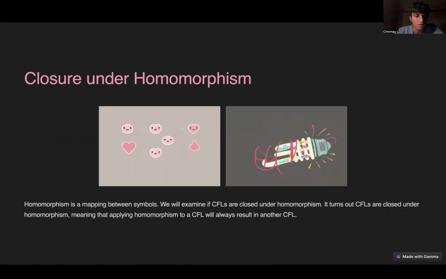Closure under homomorphism. Homomorphism is a mapping between symbols. We will examine whether CFLs are closed under homomorphism. It turns out CFLs are closed under homomorphism, meaning that applying a homomorphism to a CFL always results in another CFL.